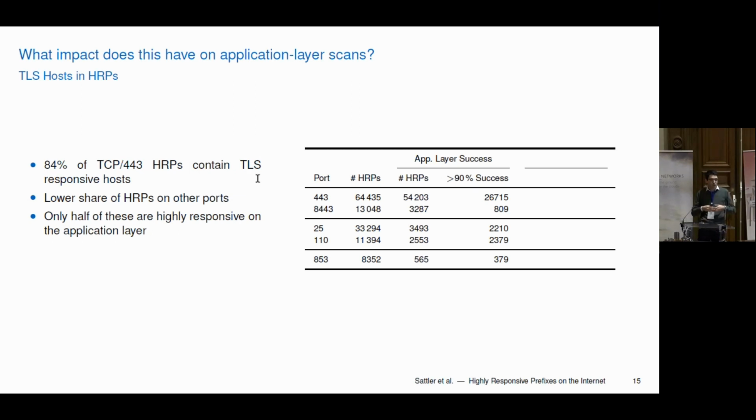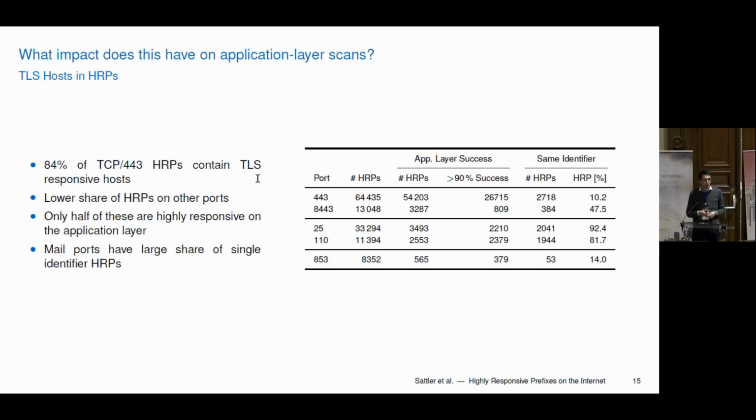To understand what's inside these HRPs, which have such a high application layer responsiveness, we also looked at the identifier. There we used the certificate as a cryptographic unique identifier to see, can we learn something new if we are looking for certificates inside these prefixes. And we find that for HTTPS, only 10% of the remaining HRPs have only a single certificate. So for 10%, for 2,700 /24s, we only find a single certificate inside this. This number is even higher for the mail ports and other TLS ports.